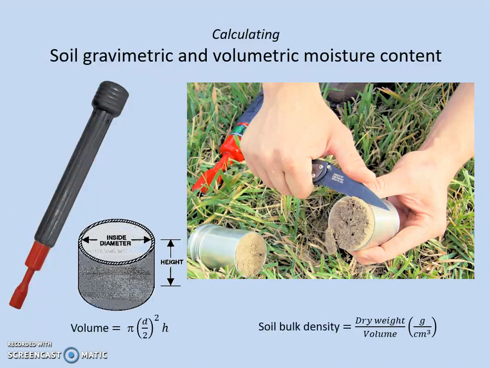We could use the same approach if we wanted to convert from nutrient concentration per gram of soil to nutrient content in a volume of soil or in an area of ground.